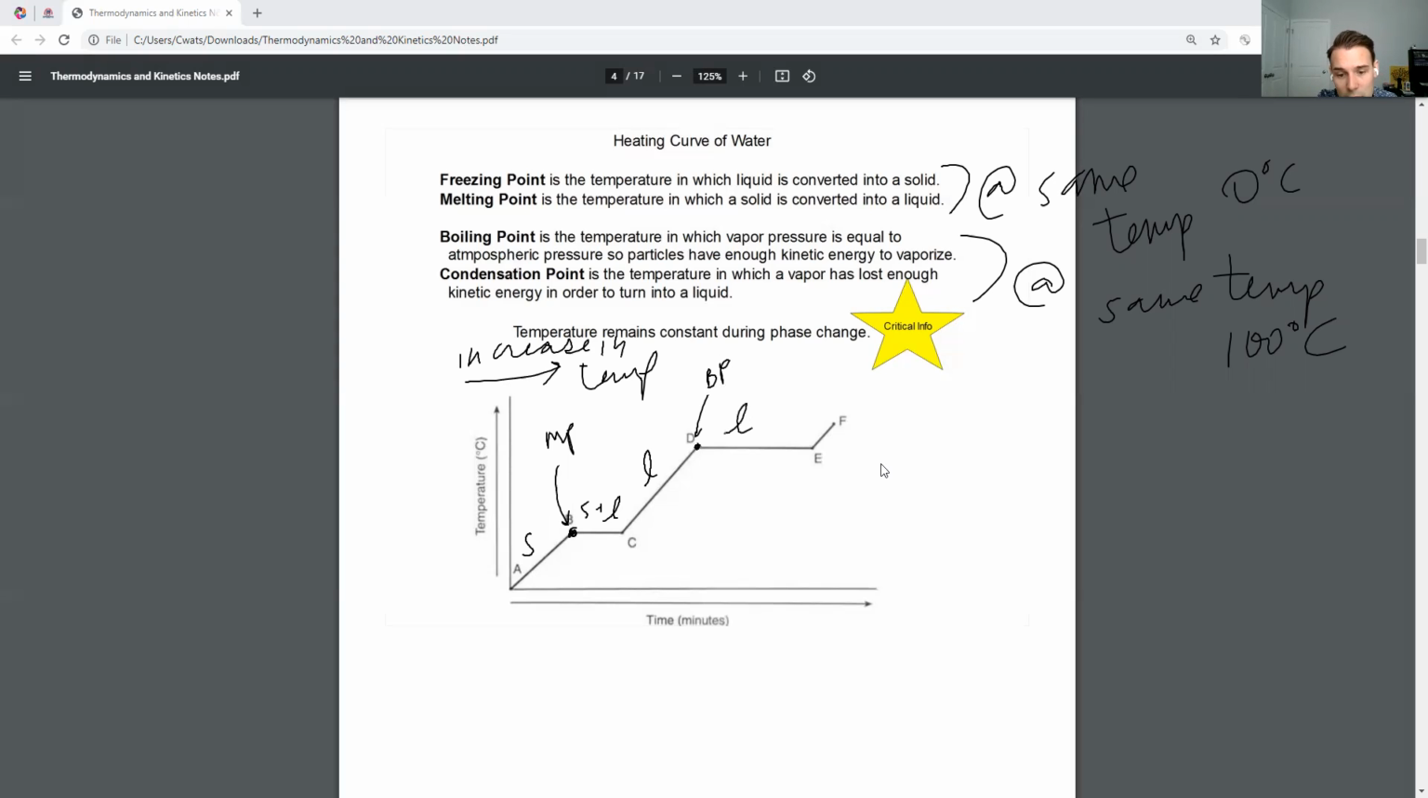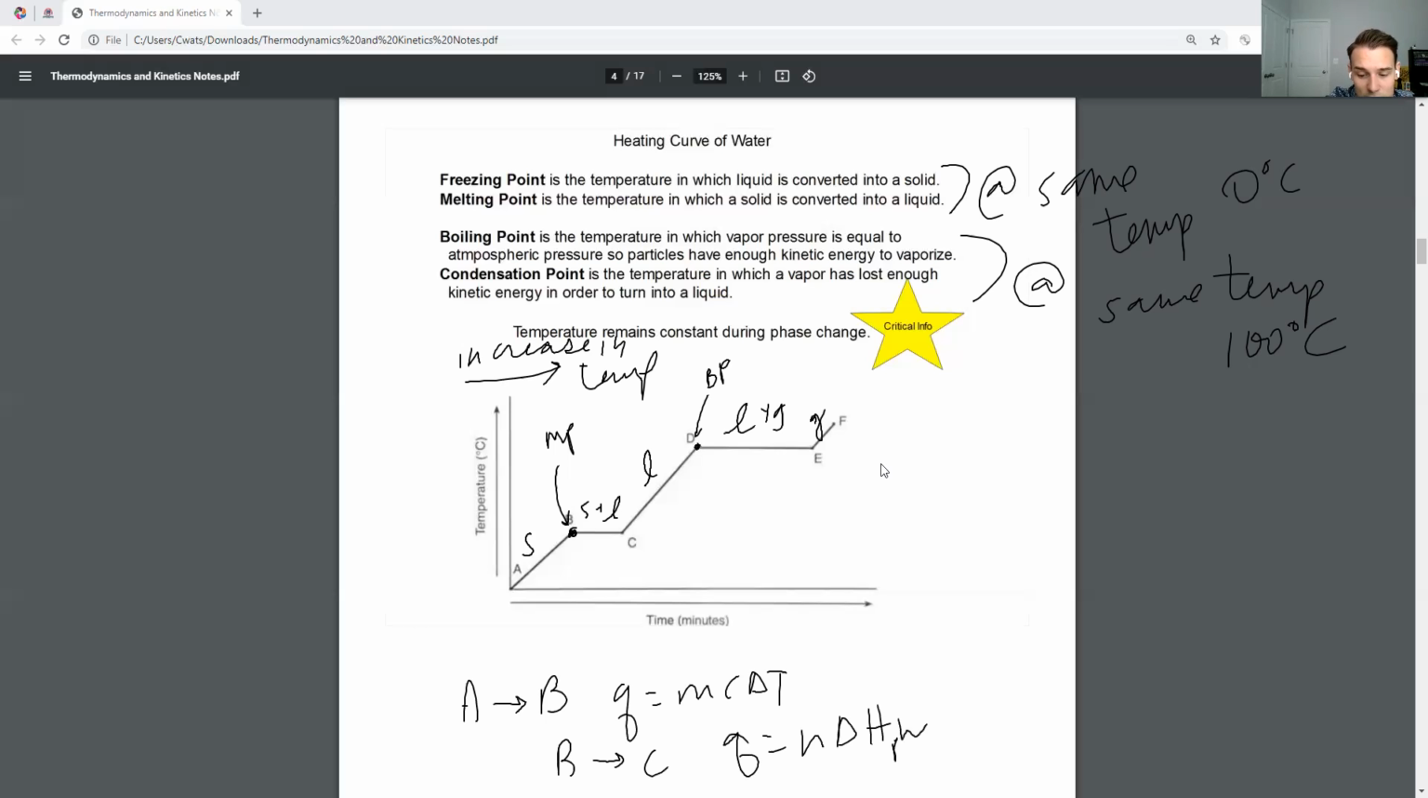And now you're going to have a liquid and a gas. Again, the temperature remains the same while the phase change is occurring until you turn to nothing but a gas, and then the temperature can increase again. And really, you can use different equations. From A to B, that's going to be the equation Q equals mc delta T, because the temperature is changing. From B to C, that's going to be Q equals n delta H, because that's the phase change. So you might get calculations with this.